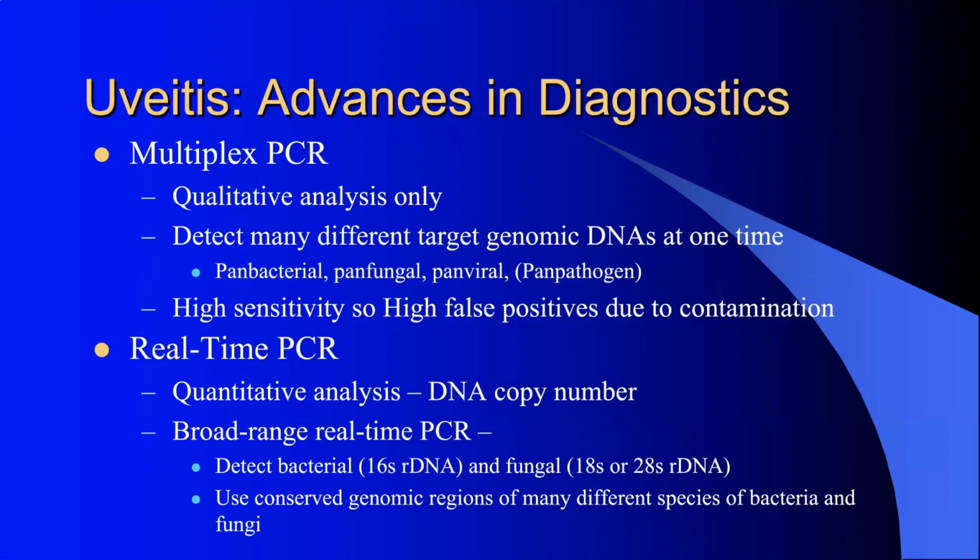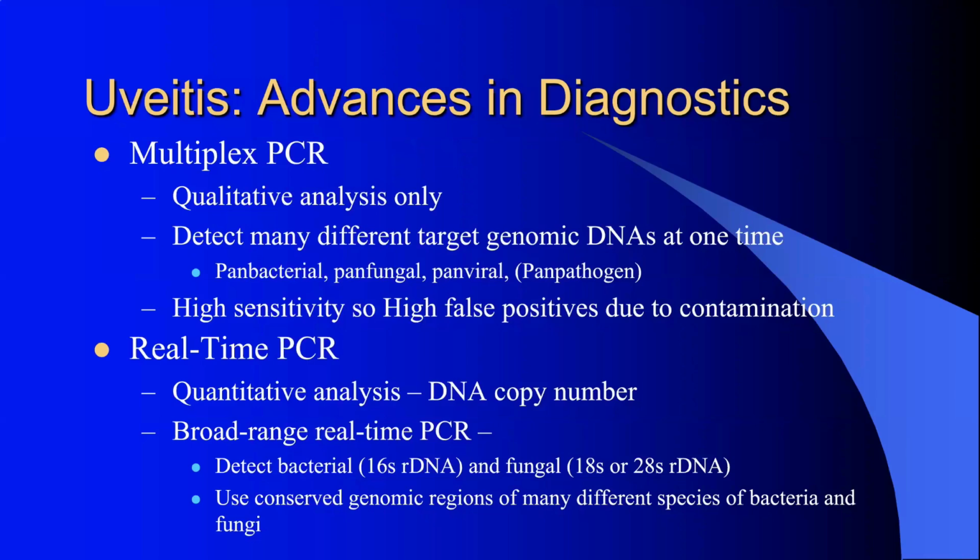So beyond that, in the last 10 years, we have had tremendous advances in the development of what we call multiplex PCR. We can detect many different target genomic DNAs at one time, sometimes in the hundreds or even thousands, and they have high sensitivity, but they also have high false positivity because they pick up so little tiny bits of DNA. So you have to use this with a grain of salt when you're evaluating this.